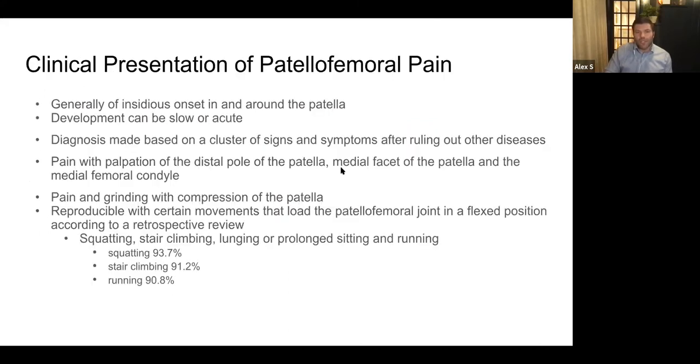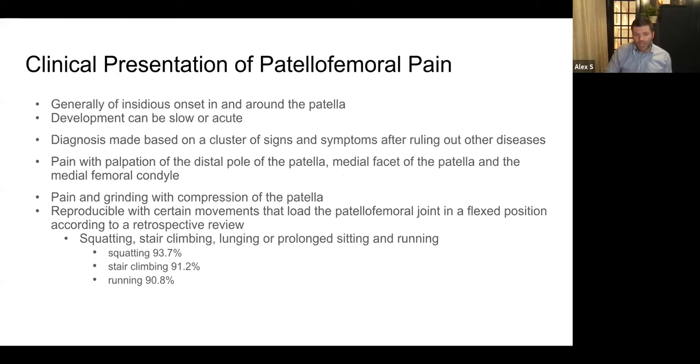So generally, it's an insidious onset. Development can be slow or obviously acute with any kind of acute trauma. The diagnosis is made out of cluster testing, ruling out certain other issues. Pain with palpation of the distal pole of the patella, certainly at the patella tendon itself, the medial and lateral facets of the patella, the femoral condyle. Patella compression testing can be done.